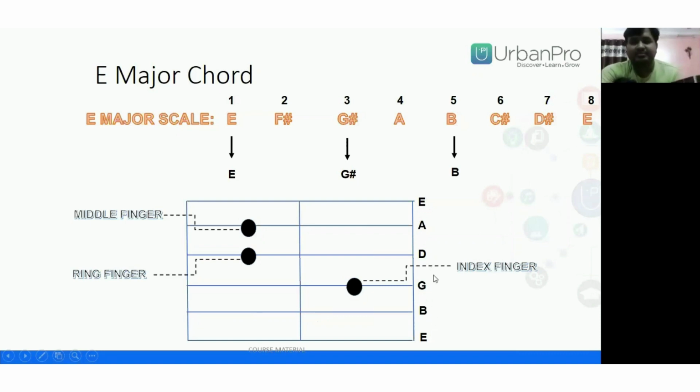Alright, what you have to do is, in each string, form one of these 3 notes, whichever is the nearest one. For example, E: you can see out of these 3 notes, I think I have found E here. So no need to touch any fret. You can play this open.